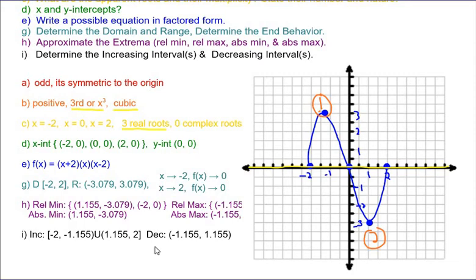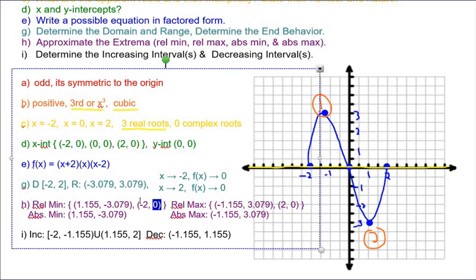So relative minimums, I have one at (-2, 0). And if we want to stay consistent, that one should stay first because they do come in order. So give me 1 second to adjust that. The first one that we encounter is the endpoint, (-2, 0). The next one we encounter is this point right here. This is also a minimum, so (1.155, -3.079). My maximums are here, (-1.155, 3.079) and (2, 0).